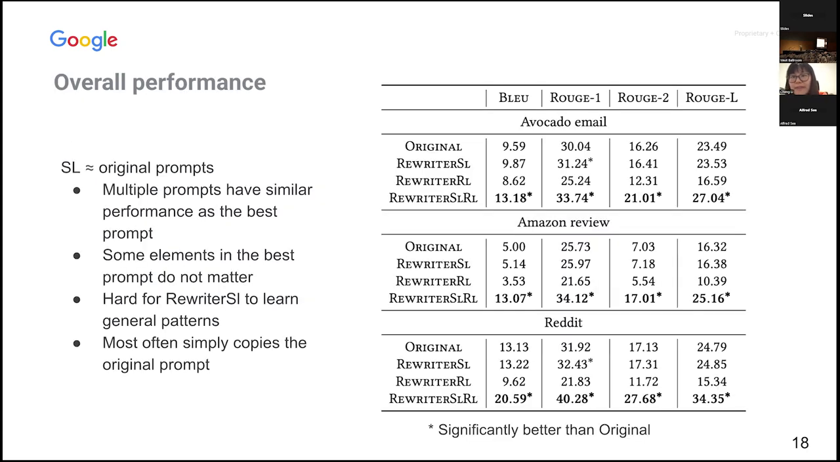We first show the overall performance. Supervised learning performs similarly to the original prompts. This is because multiple prompts can have a similar performance as the best prompt. This means that some elements in the best prompt do not matter. So therefore, it's hard for a rewriter SL to learn general patterns. It most often simply copies the original prompt.